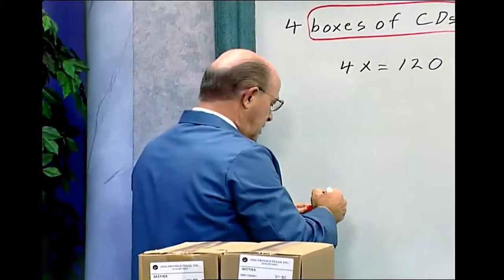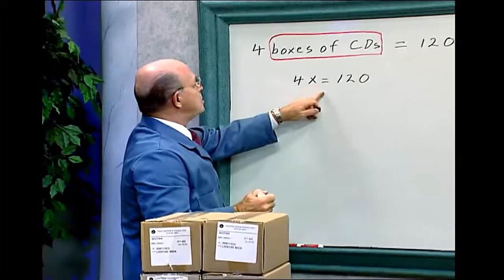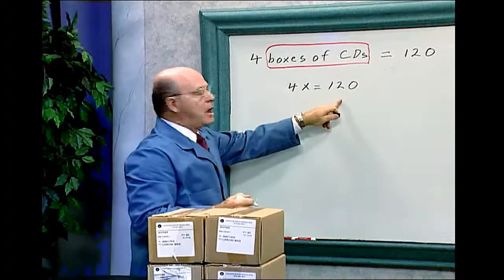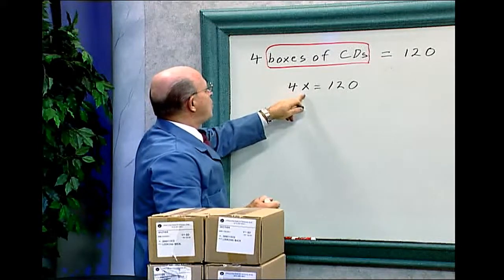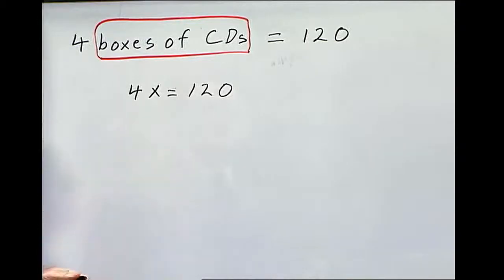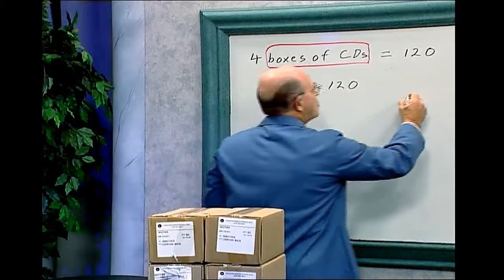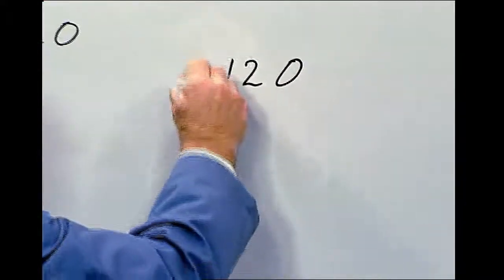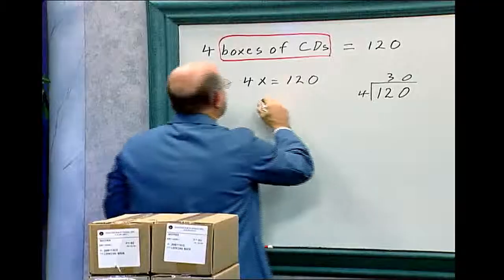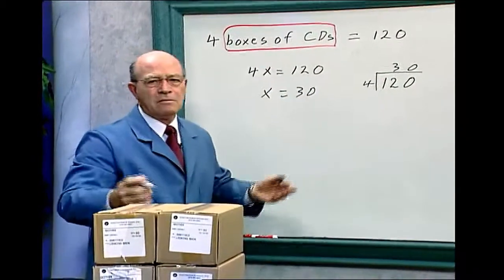So 4X equals 120. Now remember, it's an equation, so whatever you do on one side, you have to do on the other side. And so this is 4X. All we have to do then is, remember, we just have to divide 4 into 120. And that will give us what the X will be. So 120 divided by 4 equals 30. So X equals 30.